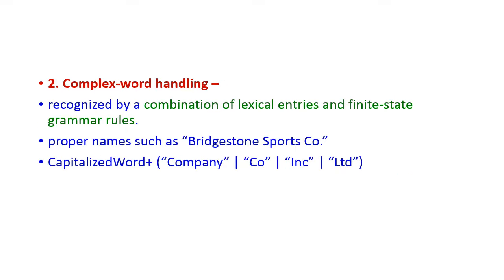The second one is complex word handling. A complex word means more than one lexical entity is there, and this will be identified by using finite state grammar rules. See, this is a single name and this may be a complex word, that is, more than one lexical entity is there.